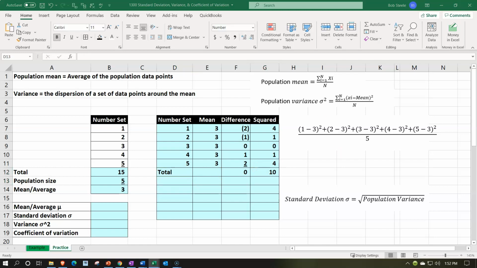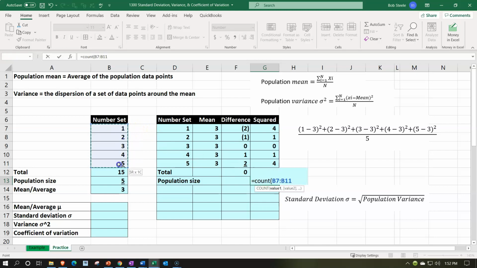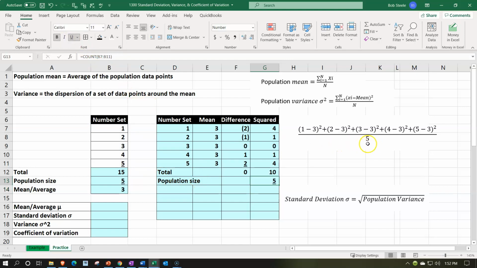All right, and then we're going to take the population size. Taking the population size, which once again we can count by saying equals count, I'm just counting the number of items in the population, which is 5, right? Now we divide the sum by the 5 here, and that's going to give us our population variance. So the population variance is the 10 divided by 5.